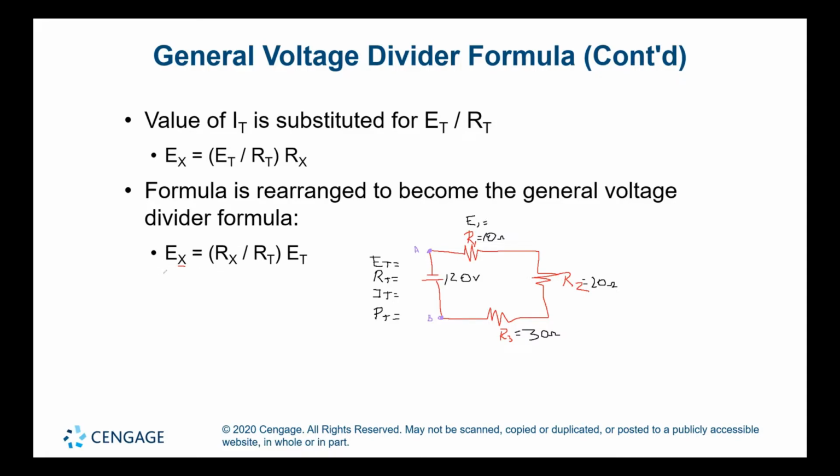Well, what we are going to do is say that I want to find E1, and I'm going to substitute all these different values in this formula. So I'm going to say that E1 is equal to Rx, which, what is Rx? 10 ohms. Divided by RT. So we already know the value of RT to be 60 ohms. And then we are going to multiply that by ET, which is 120 volts, a value that we already know.